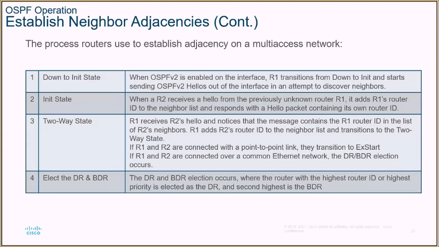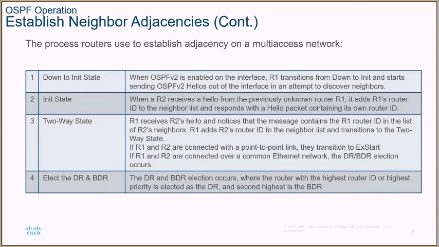R1 receives R2's hello and notices that the message contains R1's router ID and the list of R2's neighbors. R1 adds R2's router ID to the neighbor list and transitions to the two-way state. If R1 and R2 are connected on a point-to-point link, they then will transition to exchange start. If R1 and R2 are connected over a common Ethernet network, the DR-BDR election occurs. Now, of course, if there's more than one router on that interface, the DR-BDR election might have already happened, and yeah, we don't redo elections.